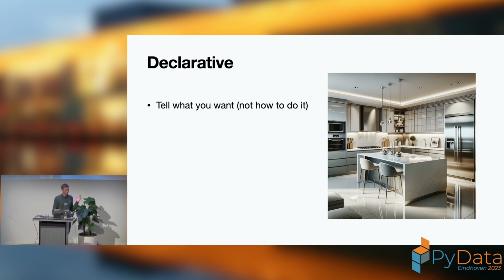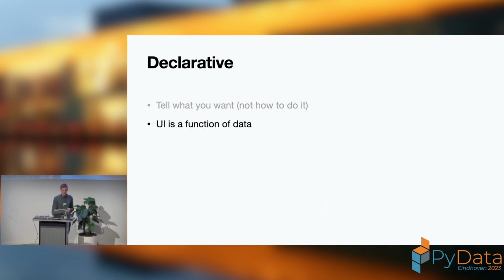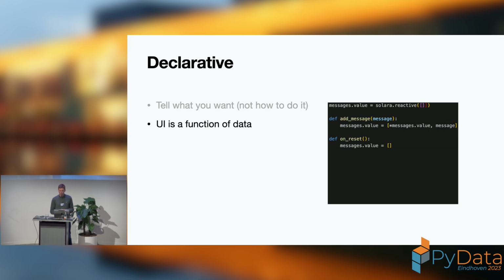So how does this concept, declarative, translate to a web framework or UI framework? An idea to think about it is that your UI is a function of your data. So let's make this concrete. I introduced these reactive variables. So we have messages, which is a reactive variable. Oh, there shouldn't be a dot value here, actually. And we can add to this, and we can reset it. And so this is our data.